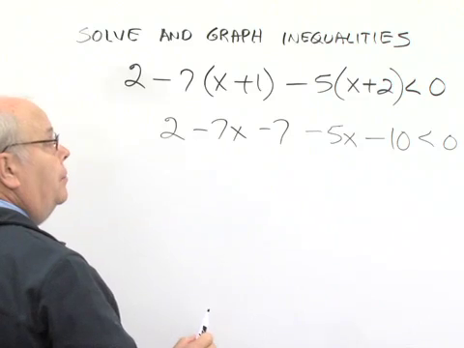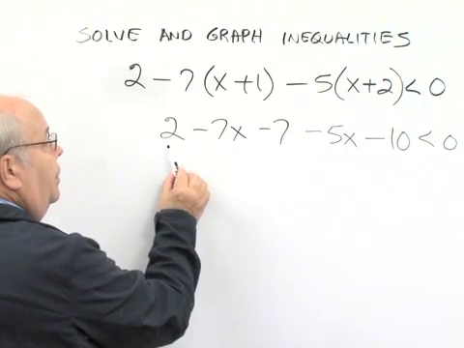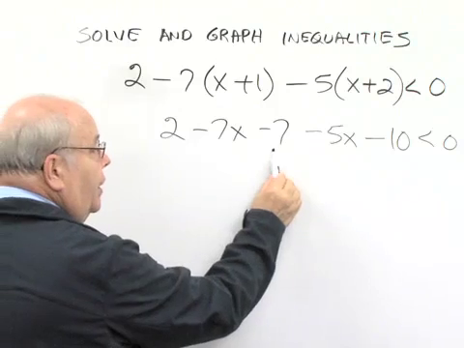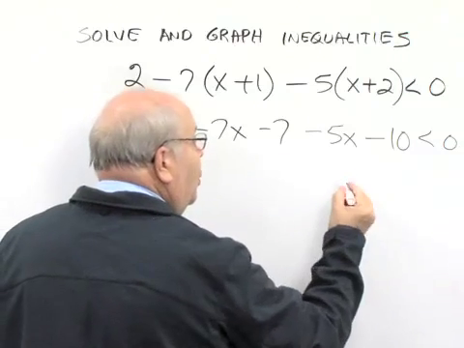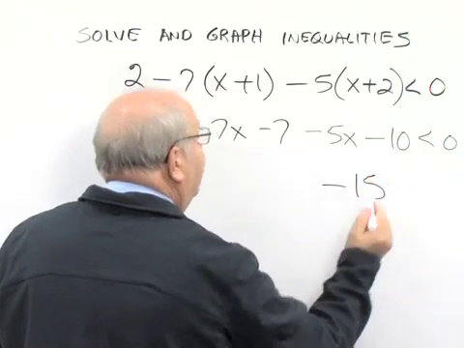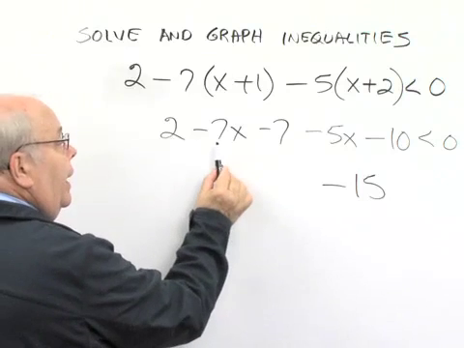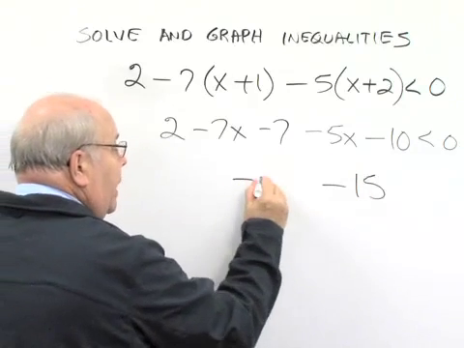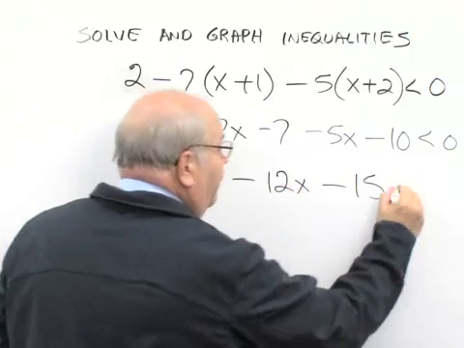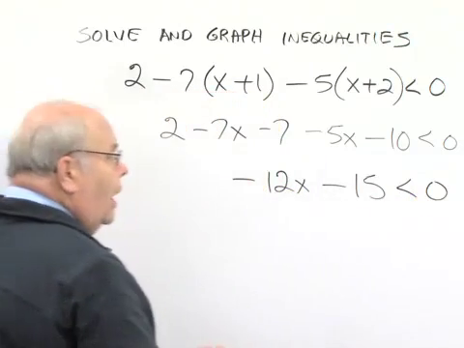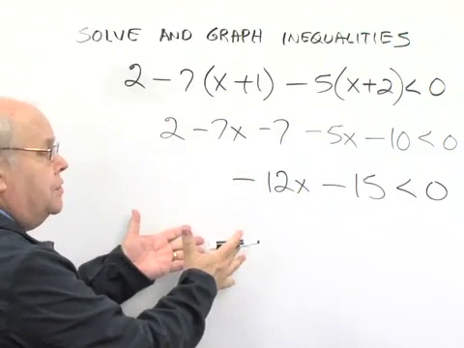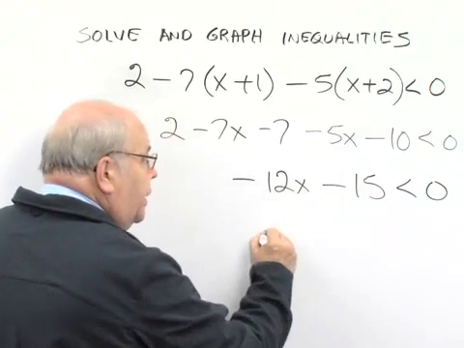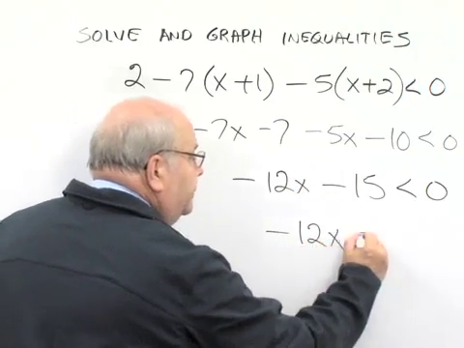Notice that there are some terms that we may add up. 2 and minus 7 would be minus 5. Minus 5 and minus 10 would be minus 15. The x's can be combined. Minus 7x and minus 5x is minus 12x. Now, we would like to have the x's on one side, the numbers on the other, so we add 15 to each side of the inequality.